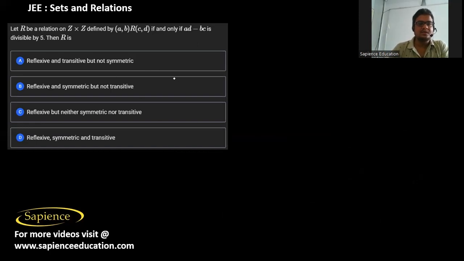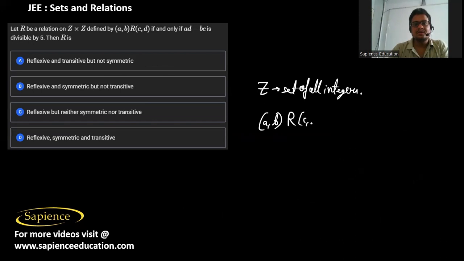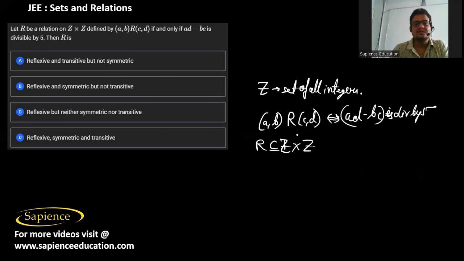Then here it is told that let R be a relation on the set Z cross Z, where Z is the set of all integers. Then (a, b) is related to (c, d) if and only if ad minus bc is divisible by 5. So R is a subset of Z cross Z. It is a relation on the set Z. So here a, b, c, d all should belong to the set Z.